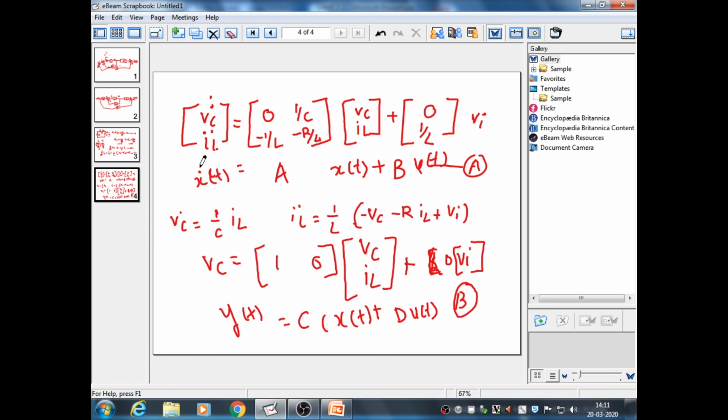So x dot t is the vector. Okay, x dot t vector is this, b vector is this, and u of t is nothing but the input. Similarly, output y of t, c vector, x of t, and d matrix. So for any circuit you can prepare a state diagram.